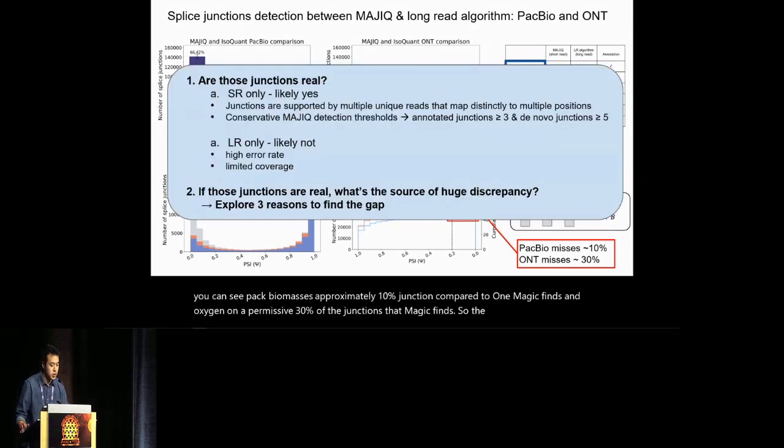So the question is, are those junctions even real? For short read, likely yes, because short read junctions are supported by multiple unique reads that map distinctly to multiple positions. And when we use MAJIQ, it has a conservative detection threshold, such as annotated junctions needing at least 3 reads, or de novo junctions needing at least 5 reads, etc. For long read, likely not, due to a higher error rate and limited coverage. So we want to know the reason for the huge discrepancy between these two technologies. And from the rest of the slides, I'll be showing the main 3 reasons that we found.